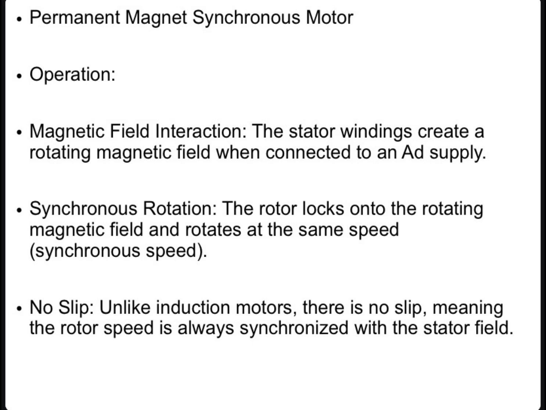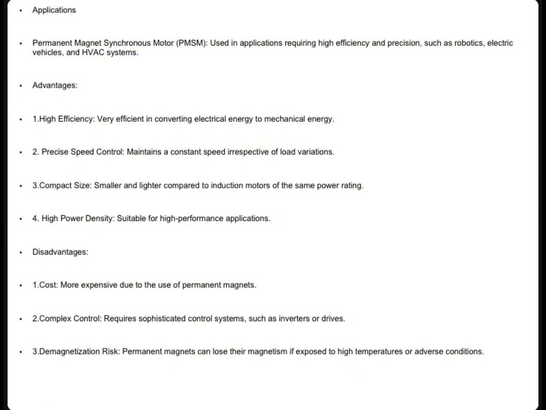Permanent magnet synchronous motor. Operation. Magnetic field interaction. The stator windings create a rotating magnetic field when connected to an AC supply. Synchronous rotation. The rotor locks onto the rotating magnetic field and rotates at the same speed, the synchronous speed. No slip. Unlike induction motors, there is no slip, meaning the rotor speed is always synchronized with the stator field. Applications. Permanent magnet synchronous motors are used in applications requiring high efficiency and precision, such as robotics, electric vehicles, and HVAC systems.